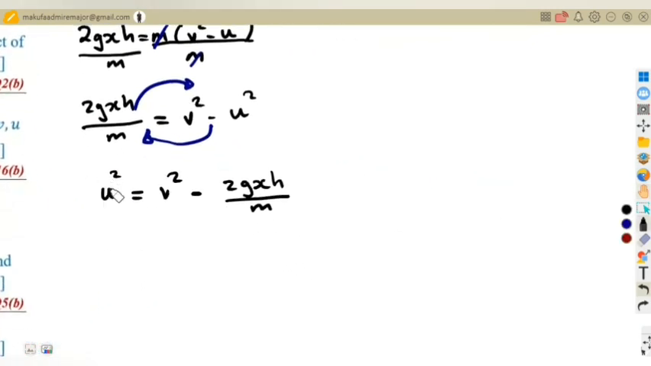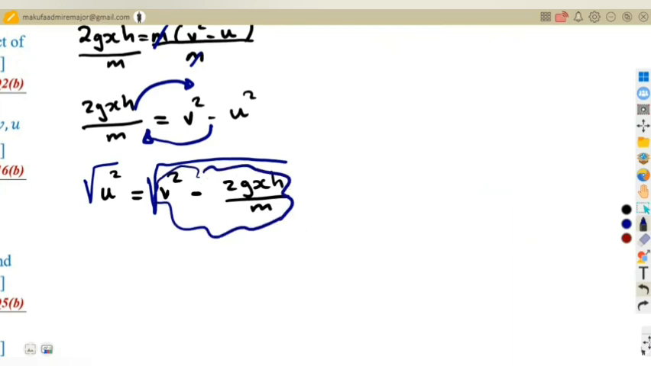So as we can see, we've got u on this side. We can make it the subject by introducing the square root. The square root is covering everything. This one, it's an expression. You don't determine the square root of v squared minus. It's an expression because it's being separated by that minus.